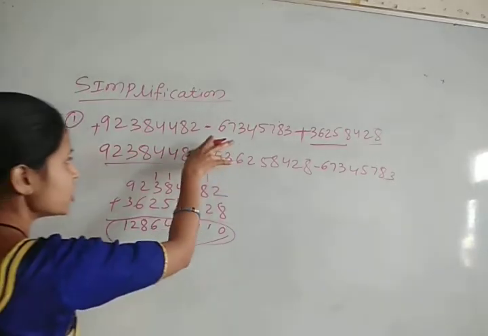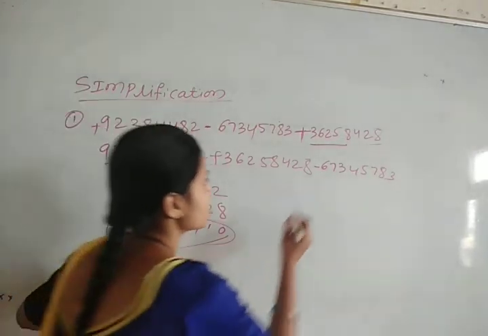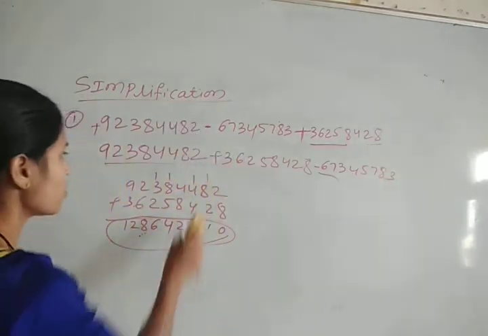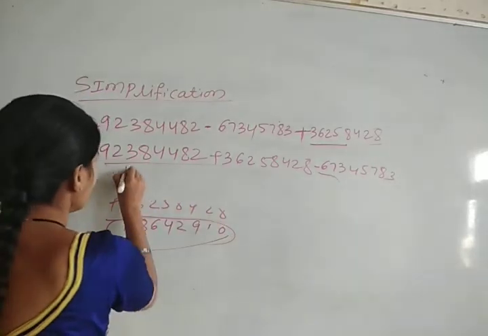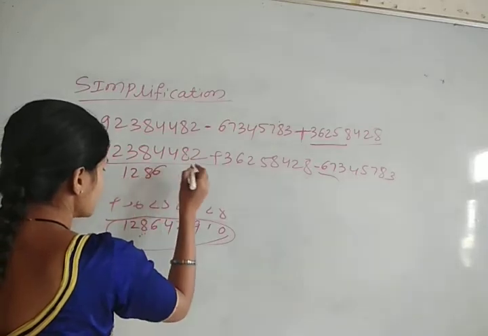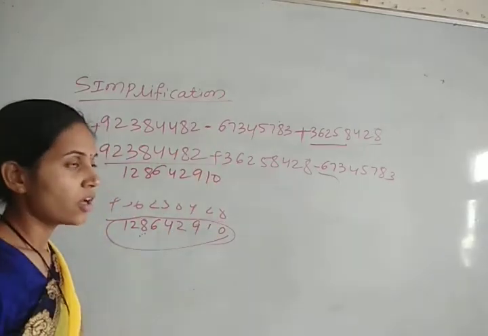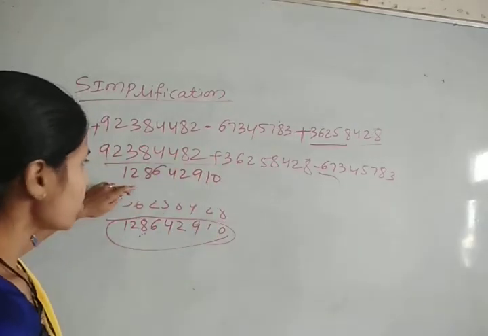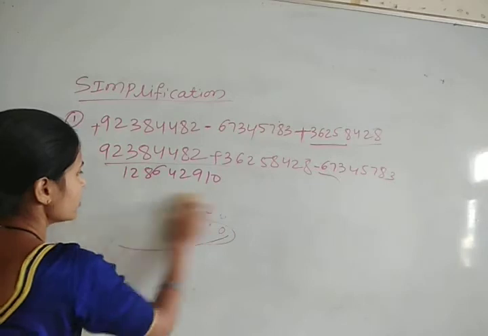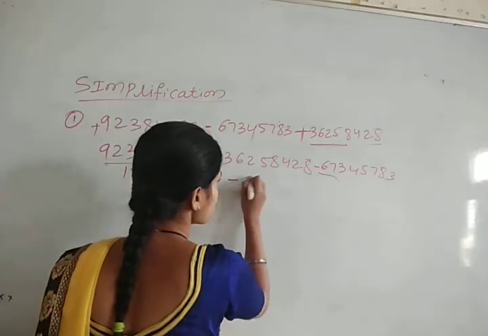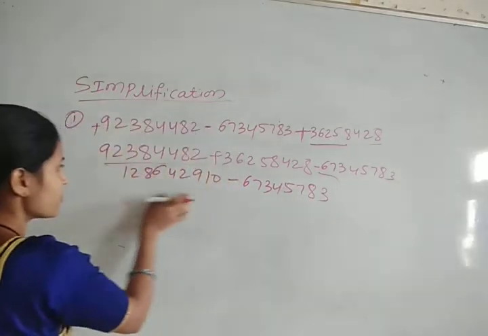So in place of these two numbers, I will write this one. Okay. From this one, I will subtract this. Okay. Now, I will write 1286 42910 in place of these two numbers, because after adding these two numbers only I have got this much, so I can write the result in place of these two numbers. Okay, and write the third number as it is, minus 67345783. Now subtract this number from this one.